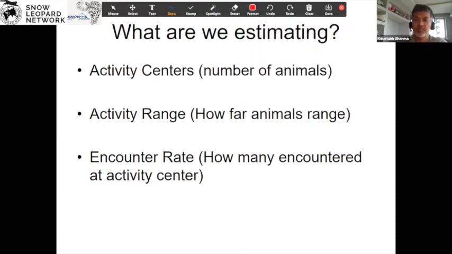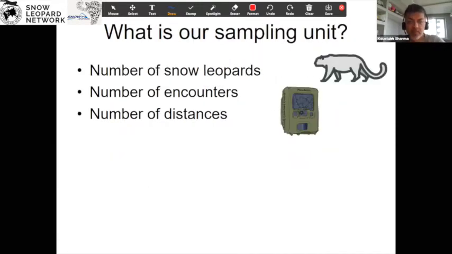Now, what is our sampling unit? The number of snow leopards, because each snow leopard here is a sampling unit. Now, one snow leopard may have an activity range, or let's say a sigma, of 3 kilometers. Another snow leopard may have a sigma of 8 kilometers. A third snow leopard may have a sigma of 6 kilometers. One more may have 5.